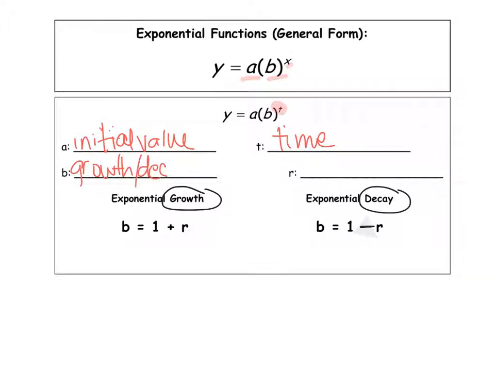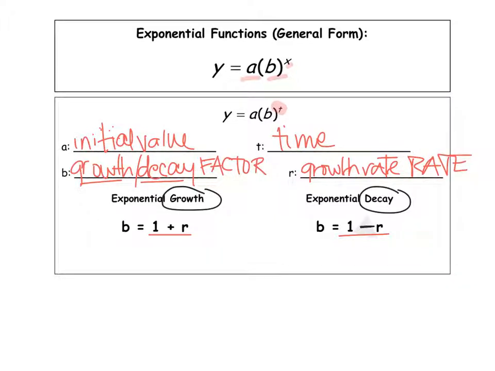B is going to be our growth or decay factor. Remember from earlier in the lesson, if B is greater than 1, we have growth, and if B is less than 1, or between 0 and 1, we have decay. And our R, which isn't part of the equation, but it is used in calculating B, is called our growth or decay rate, the rate at which something is growing or decaying exponentially. So you'll notice that if we're adding the growth rate to 1, we have exponential growth, and if we are subtracting the growth rate from 1, we have exponential decay.